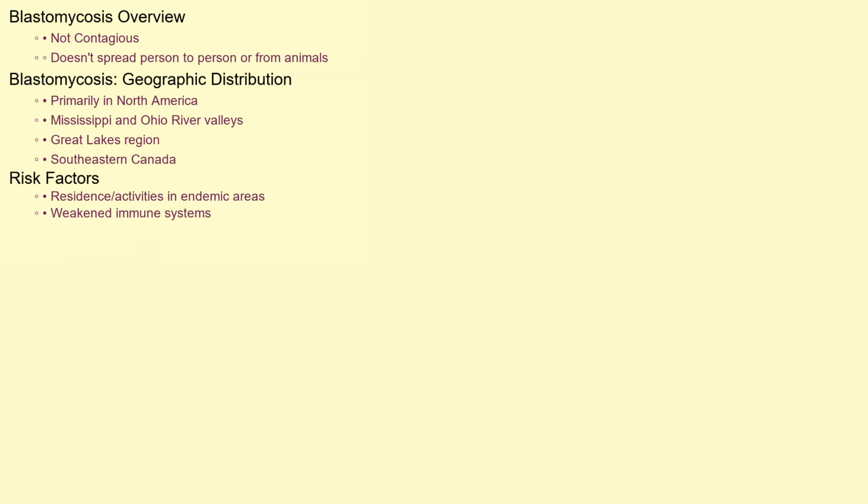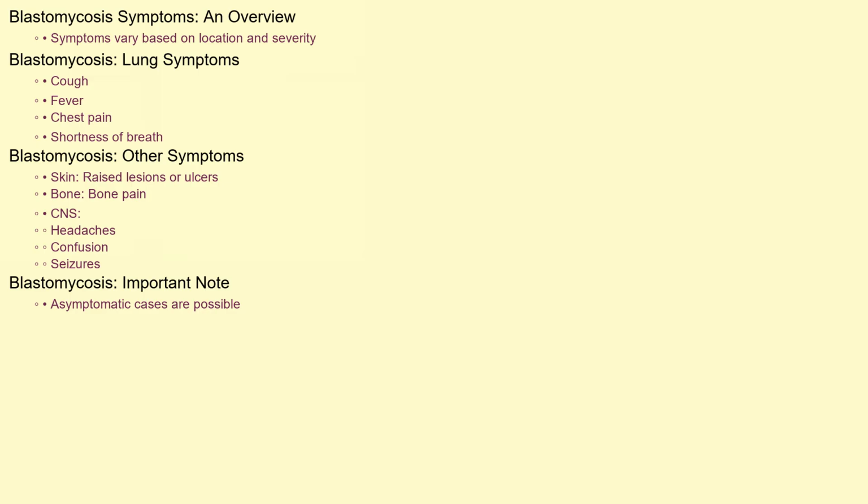Blastomycosis is not contagious. It doesn't spread from person to person or from animals to people. It's primarily found in North America, particularly in the Mississippi and Ohio River valleys, the Great Lakes region, and parts of southeastern Canada. People who live, work, or recreate in these areas are at higher risk, especially those with weakened immune systems.